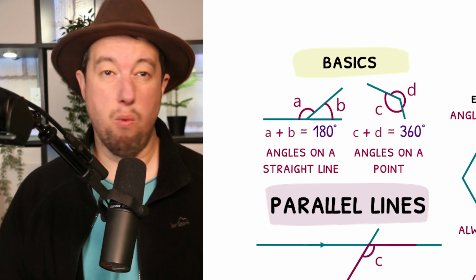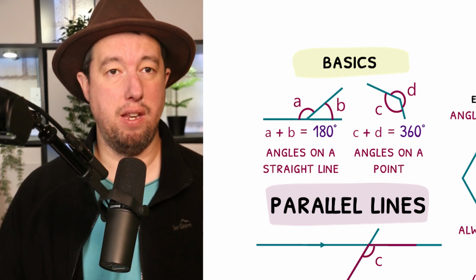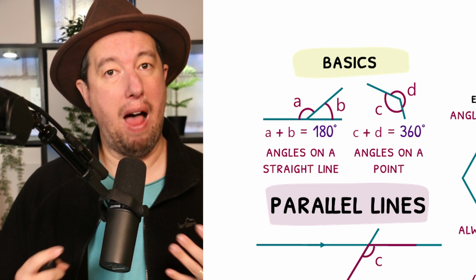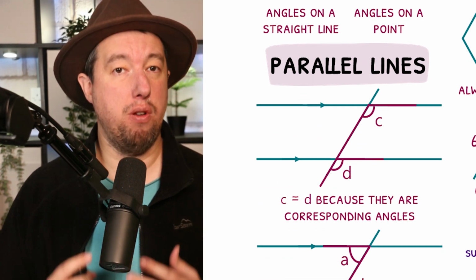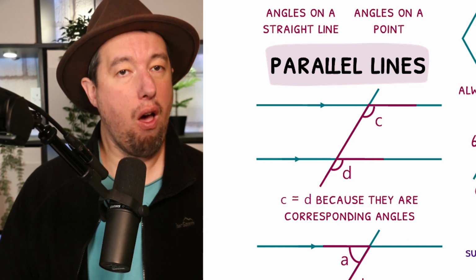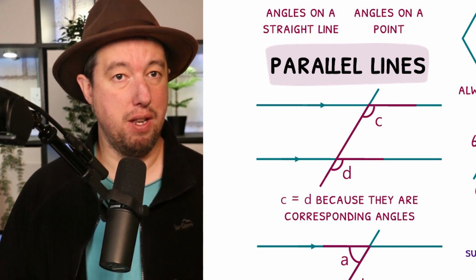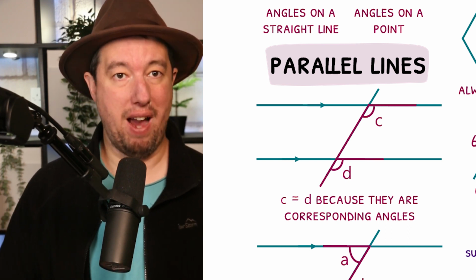Angles in a straight line will always add up to make 180 degrees, and angles in a point will add to make 360 degrees. Parallel lines can be shown on diagrams with arrows. When a line travels between these parallel lines, we get all sorts of wonderful angle facts.